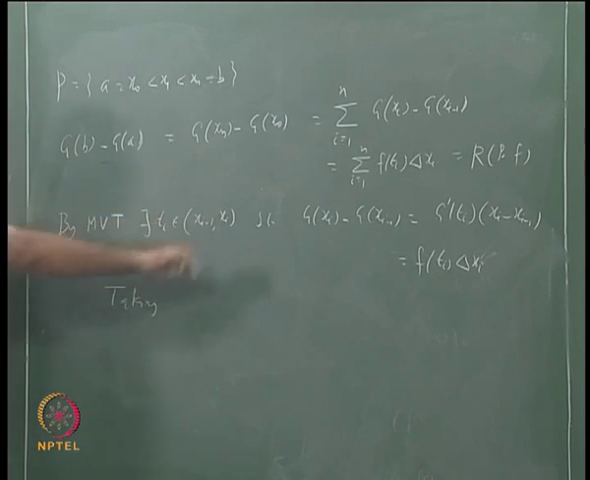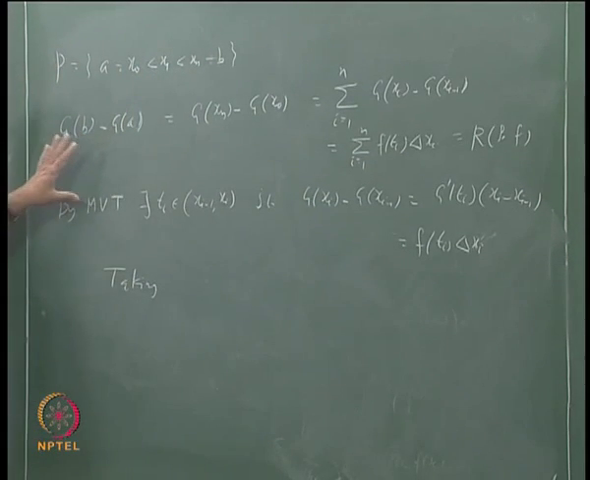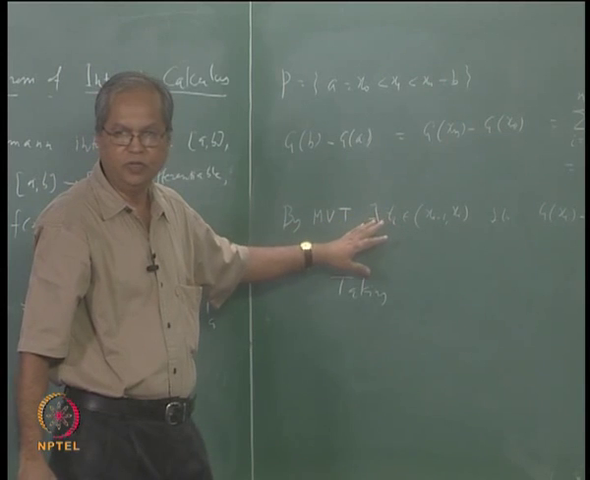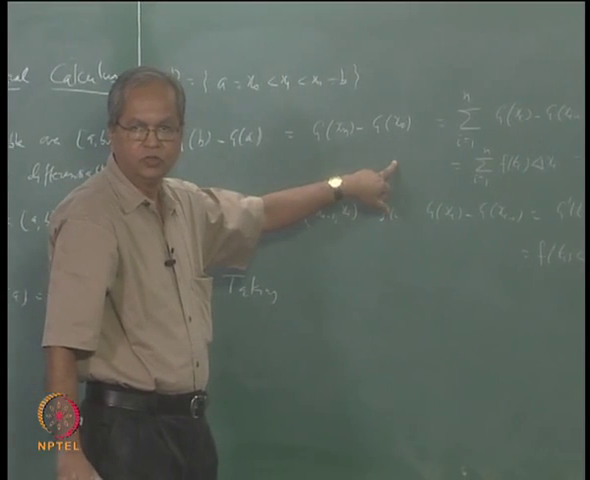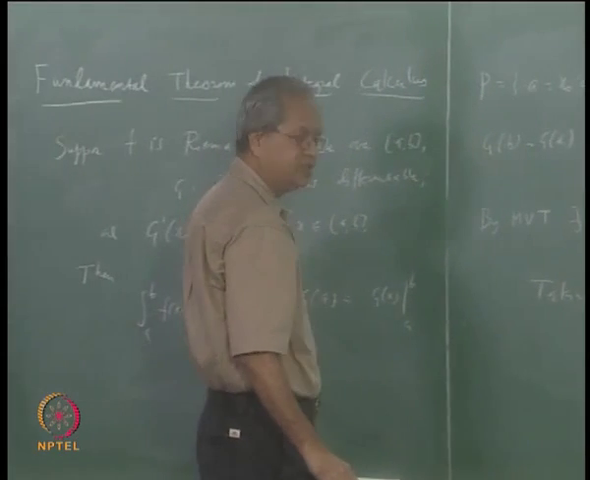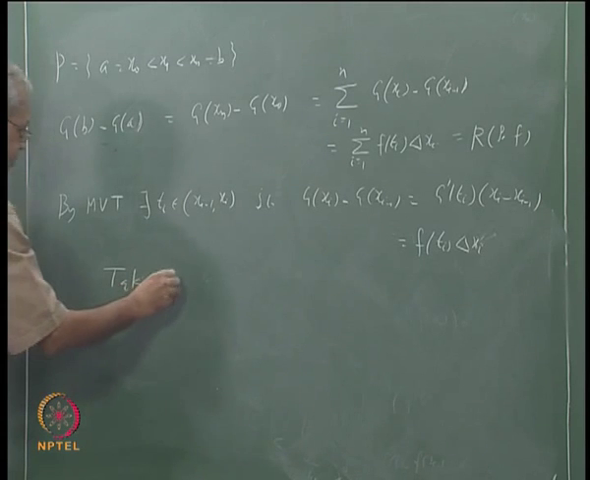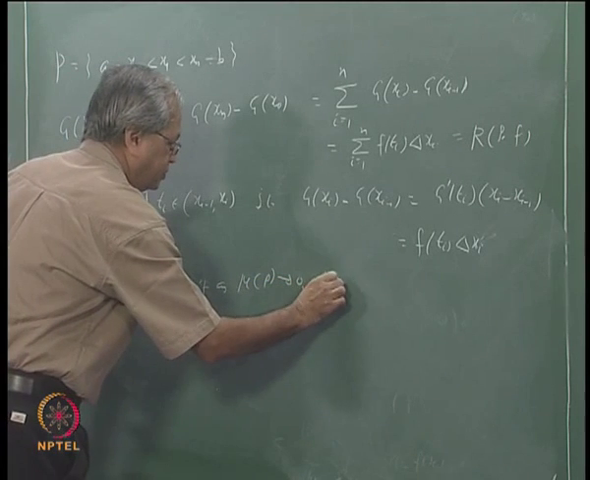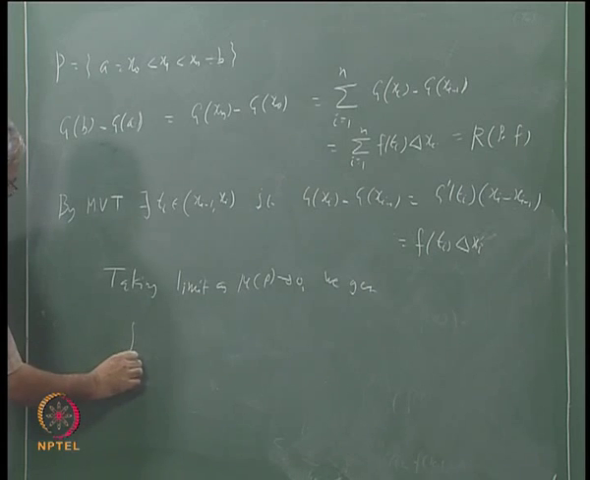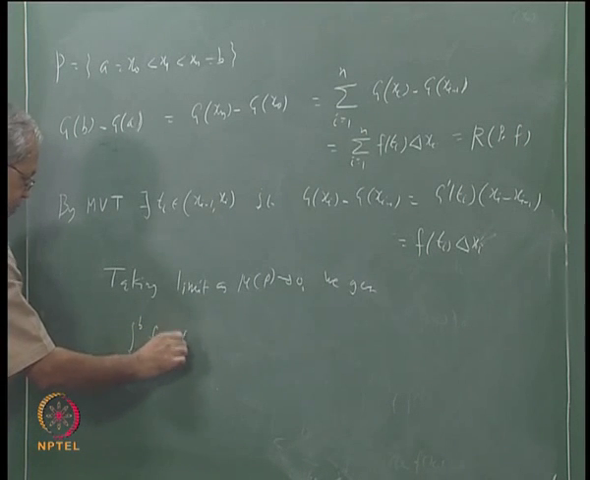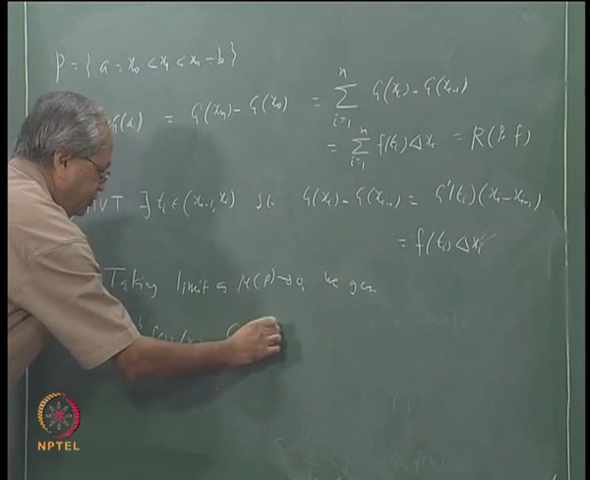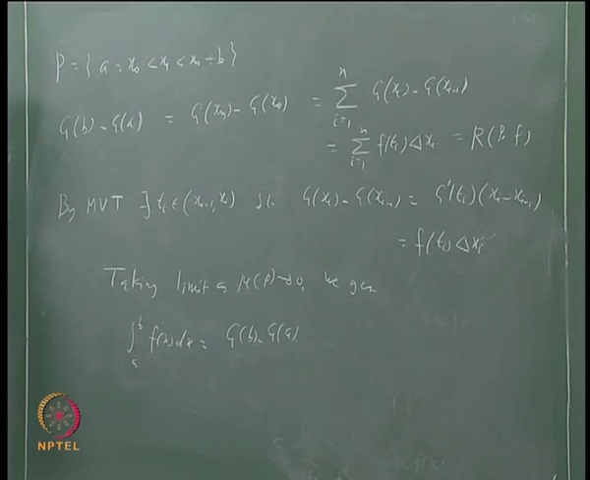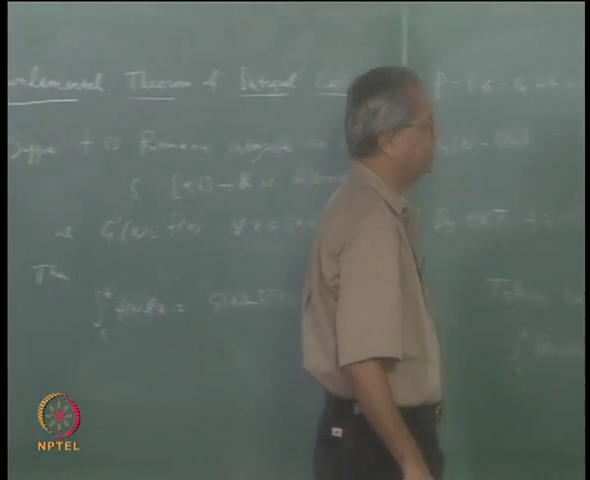Is that clear? Whatever I have done till now is true for every partition. It doesn't depend on the partition. G b minus G a turns out to be a particular Riemann sum for every partition, and so we take the limit as the mesh of the partition goes to 0. That is the same as integral a to b f x dx, and hence it must be the same as G b minus G a. So taking the limit as mesh of p tends to 0, we get integral a to b f x dx as G at b minus G at a. So that establishes the fundamental theorem of integral calculus.